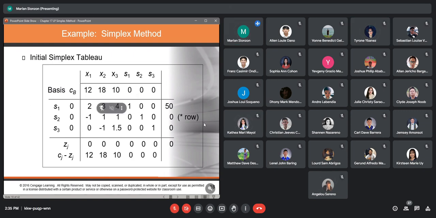I will go through this slowly. So you know where this comes from? This is from the first constraint. This one is from the second constraint, which was multiplied by negative 1. This one is from the third constraint, multiplied by negative 1 on both sides.